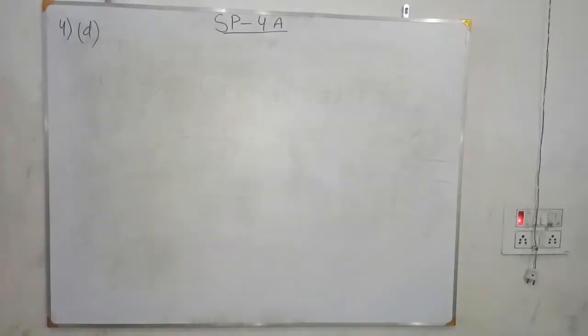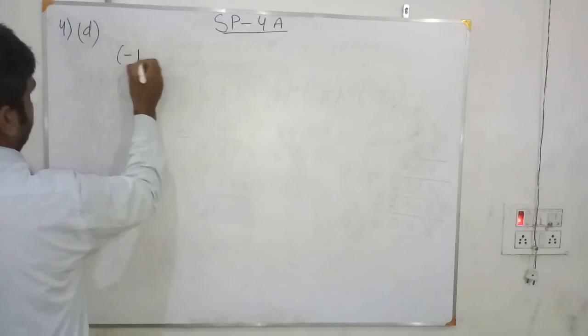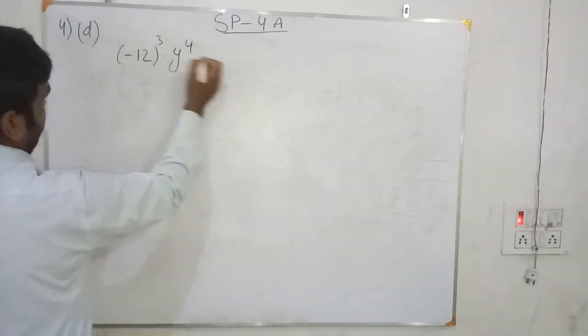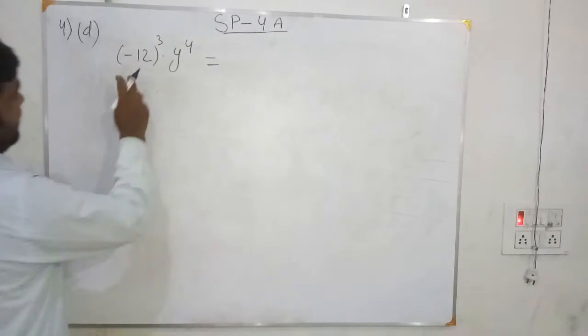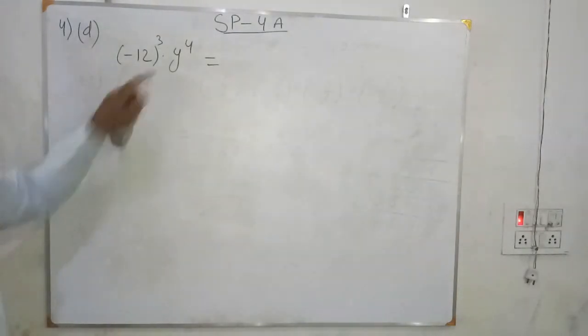Fourth D. Minus 12 cube multiplied by y to the power 4. So here are two different bases.